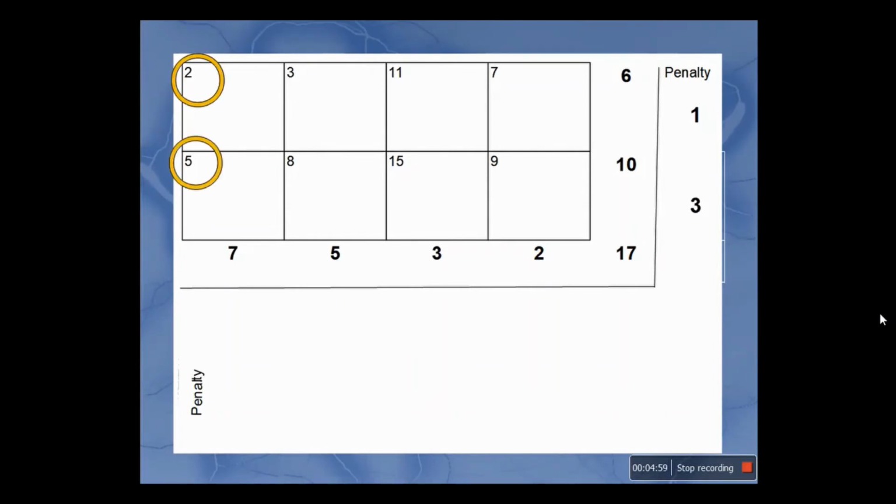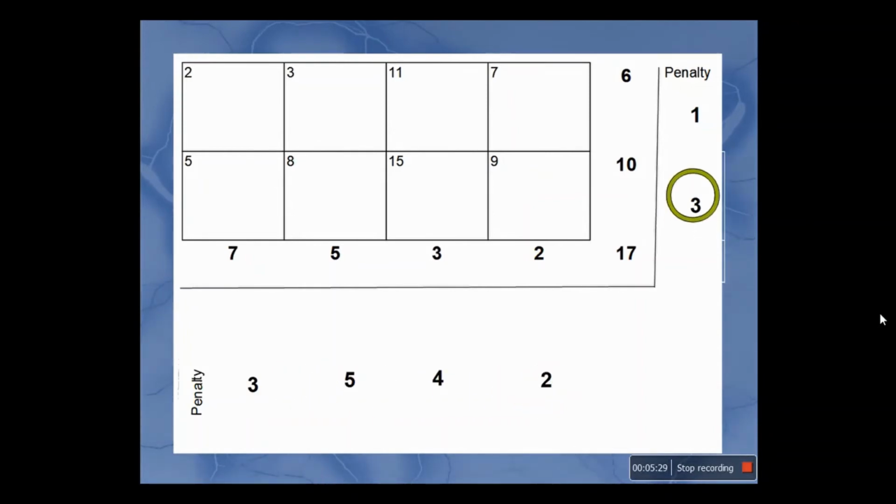For the first column the minimum is 2 and the next minimum is 5. Here we have only 2 elements, so we are finding the difference of these 2 elements. The difference is 3, so the penalty is 3. Here 8 and 3 difference is 5, so the penalty is 5. Here 15 and 11 difference is 4, so their penalty is 4. For the fourth column the difference is 2, so the penalty value is 2.